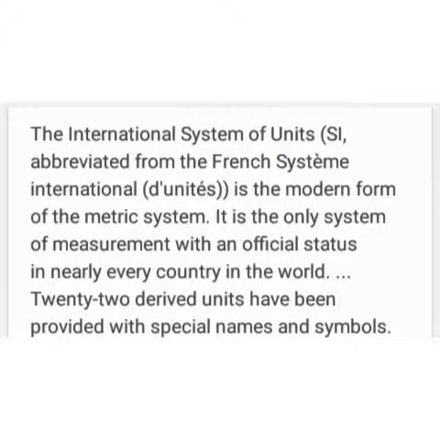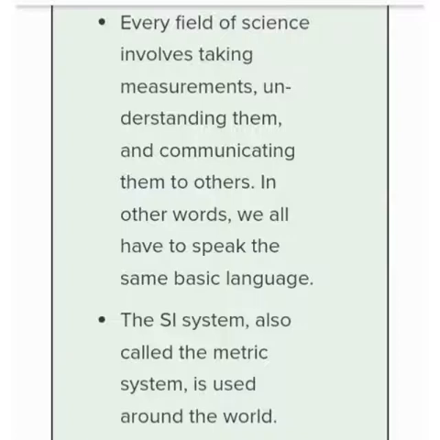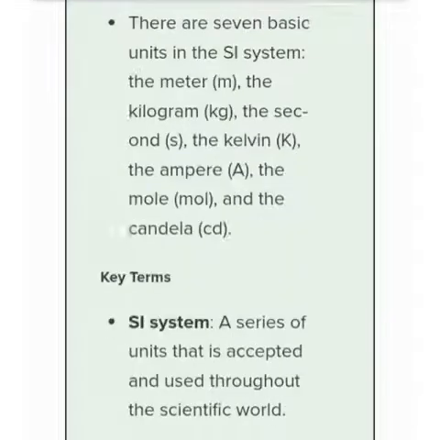How can we use this in our day-to-day life? Every field of science involves taking measurements, and with measurements we can make anything. The SI system, called the metric system, is used all around the world for measurements. Next, there are 7 base units of the system: meter, kilogram, kelvin, ampere, etc. The SI system is a series of units accepted and used throughout the scientific world. This is called the International System.